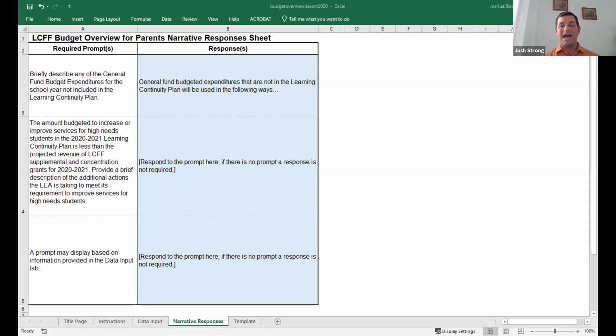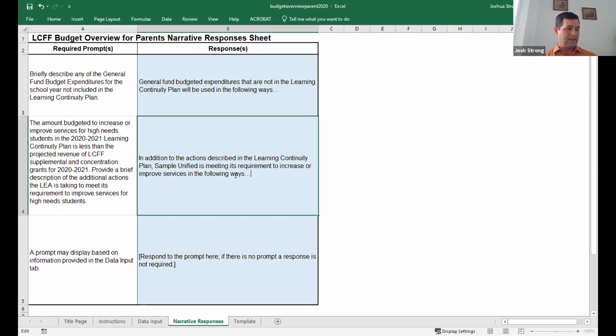Somebody within the chat earlier asked if this was analogous to the second prompt on the increased or improved services section of the learning continuity plan about how the LEA is meeting its obligation to increase or improve services. And yes, it is. This is where that response could be provided, although this response is probably going to be a bit more truncated or may use different language than that in the learning continuity plan. But essentially, it fulfills the same purpose.